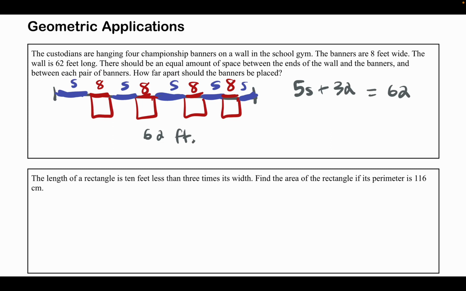First of all, of course, subtracting 32 from both sides of that, giving us that 5 times the spaces is equal to 30 feet. And we can divide both sides by 5, and that's going to give us that each space has to be 6 feet in width.